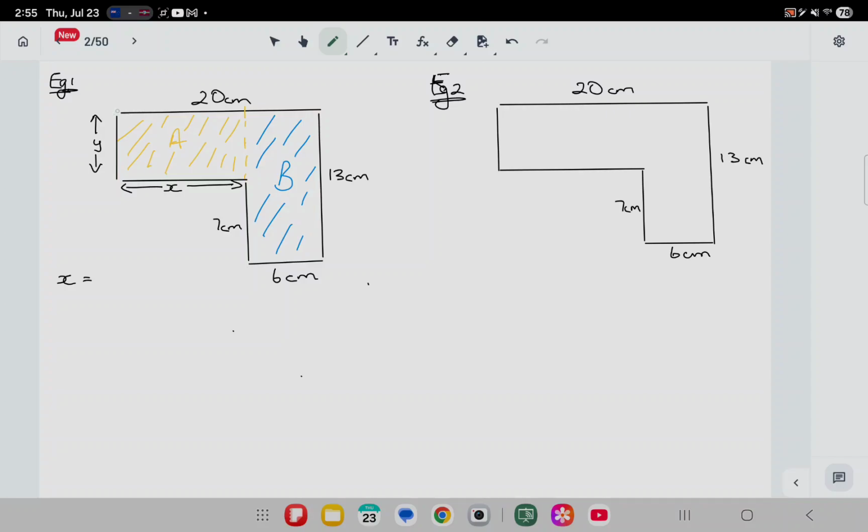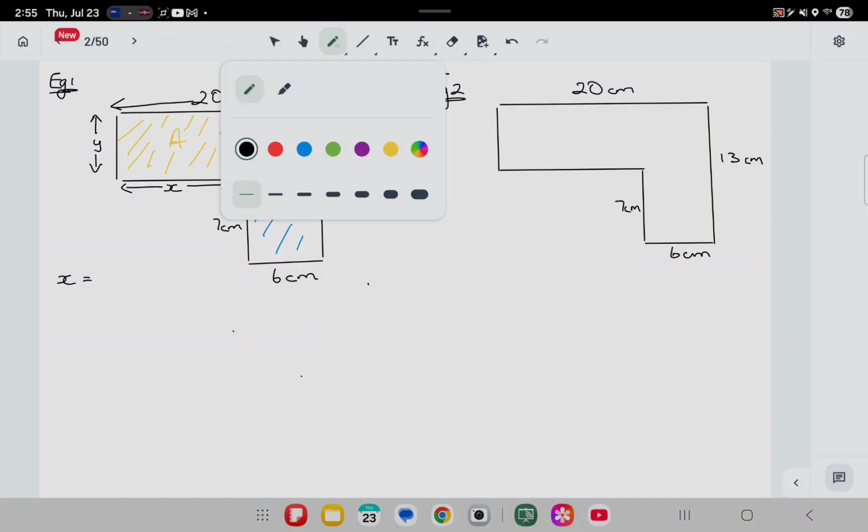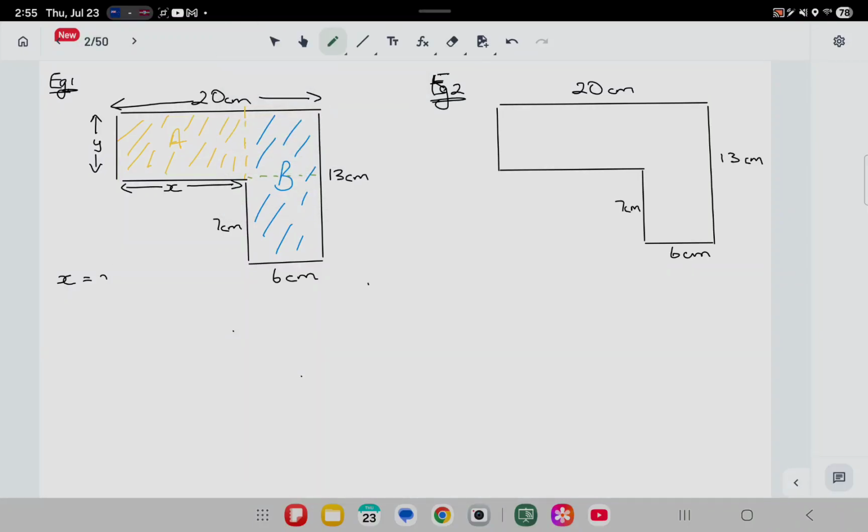We know from the end here to the end here is 20. And this little dotted piece here we know would be 6, the same as the base here, 6. So when we add x and 6, we're supposed to get 20. To calculate the value for x, we take the total, which is 20, and take away the 6. 20 take away 6 is 14. So we know this piece here is 14 centimeters.